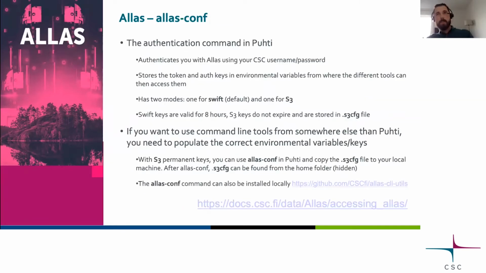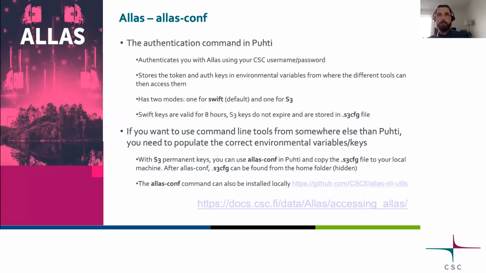And the authenticating in Allas happens via this allas-conf command, which uses your CSC username and password and then receives the tokens and keys from Allas and stores them in Puhti to environmental variables, or if it's S3, it stores them in this config file. And after you've run this allas-conf, the tools and programs know how to access Allas. The S3, like I said, stores those permanent keys in this .s3cfg file, and you can retrieve them there later on as well.